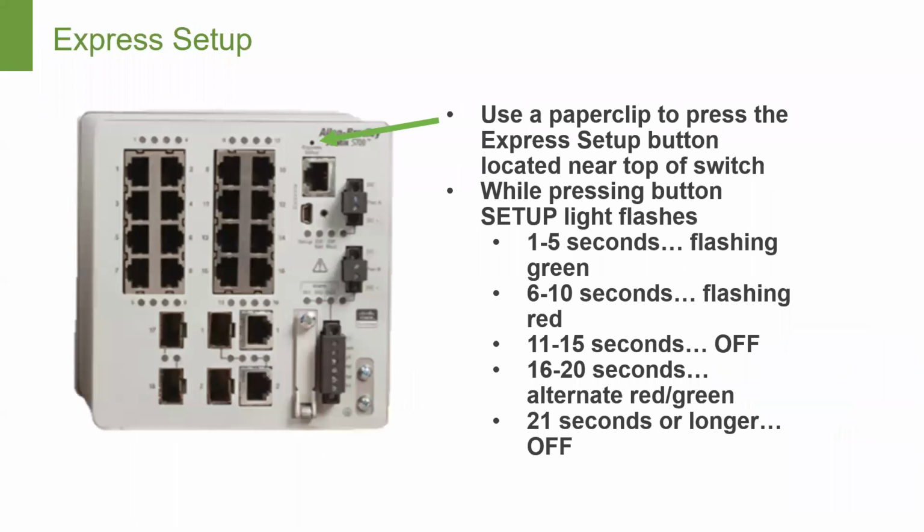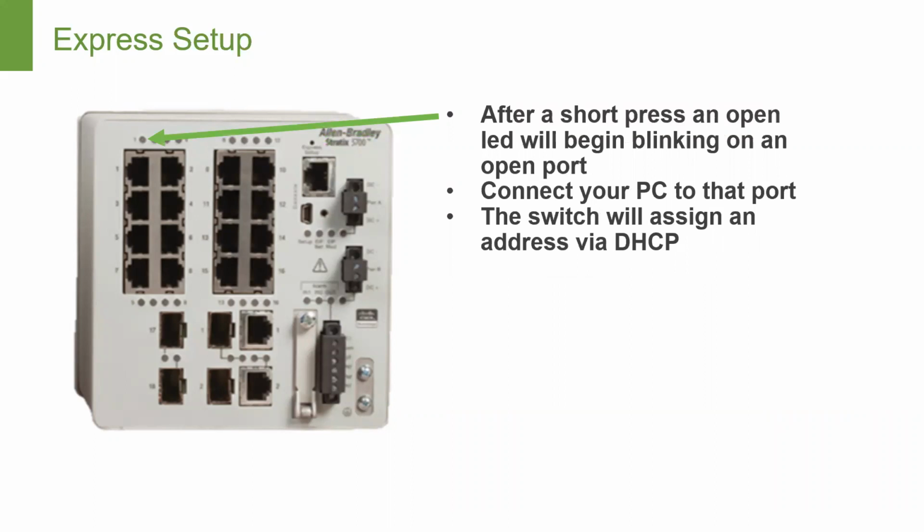So Express setup, to activate that, you power up your switch, wait for it to stabilize. So sometimes up to, for the old ones, maybe up to 2+ minutes, while it does all of its self-tests. Once it's complete, you use a paperclip to press the Express setup button. Now you want to do a quick press of that. And when you do that, one of the lights will start to flash, and typically it'll be on one of the open ports. That will basically allow the switch to turn on DHCP for that port, and it will assign you an IP address on your laptop.